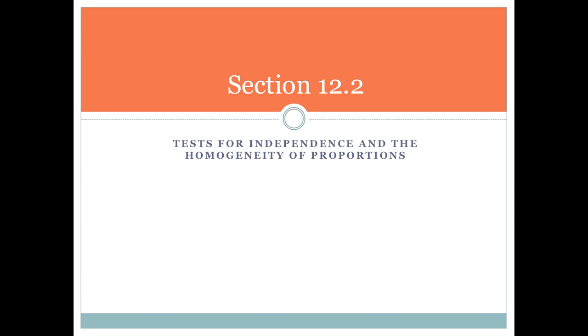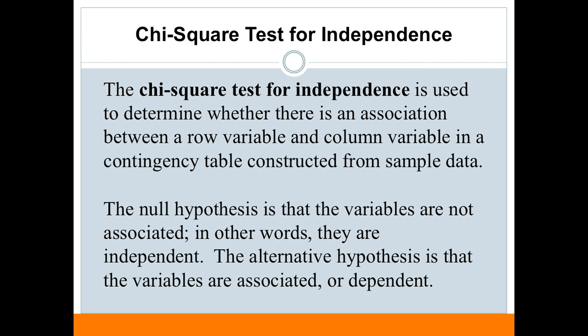Okay, so let's take a look at section 12.2 now, which goes through 2 different tests, the test for independence and the test for the homogeneity of proportions. So the chi-squared test for independence is the first thing that we're going to go through, and that's used to determine whether there is an association between a row variable and a column variable in a contingency table constructed from some kind of sample data.